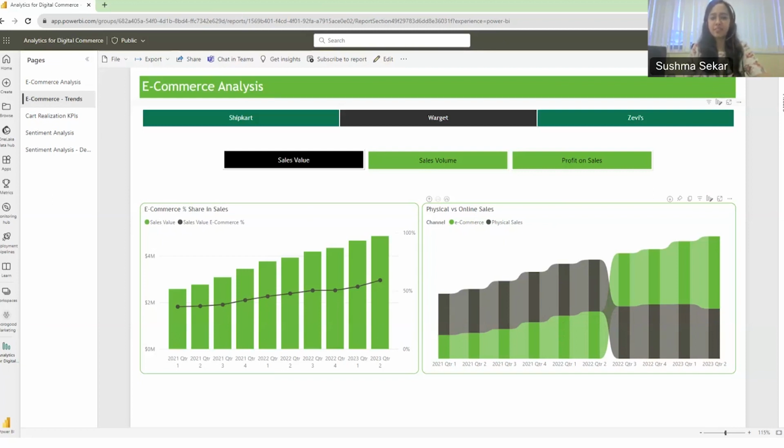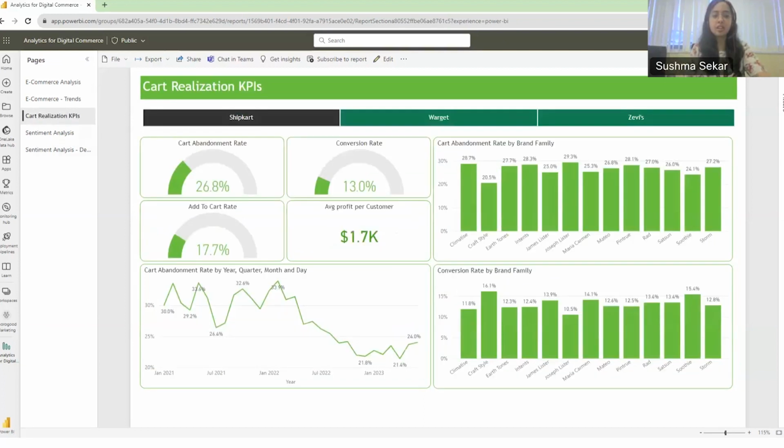So now that we have a fair sense of how we can analyze our online sales data, let's extend our discussion to maybe other aspects of digital commerce. One of the things we discussed earlier, cart realization. Let's start with cart abandonment. It'd be useful to understand how many customers who add products to their shopping cart actually make it to checkout to complete their purchase.